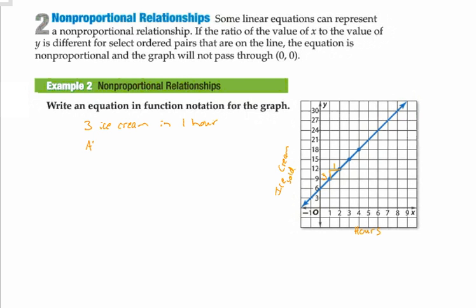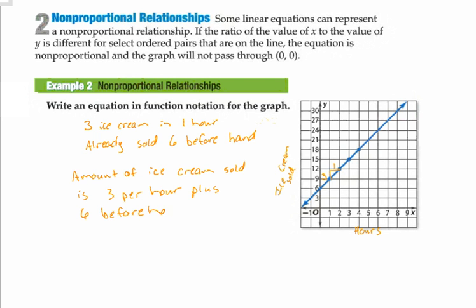So I'm going to say we already sold 6 beforehand. Okay, maybe a family came in before we set up our little ice cream stand and they bought 6. So we are going to say amount of ice cream sold is 3 per hour plus 6 beforehand.